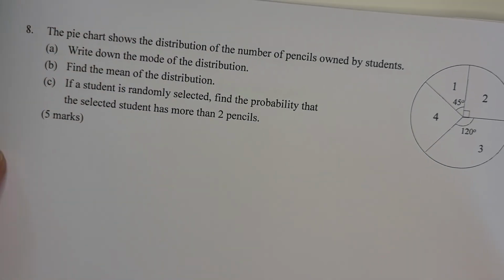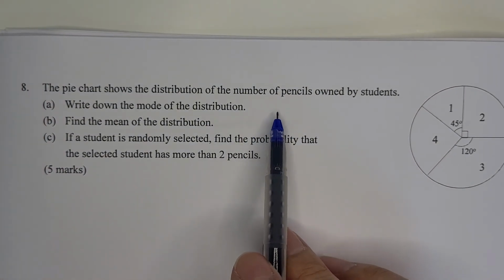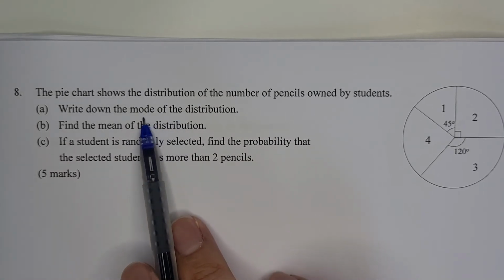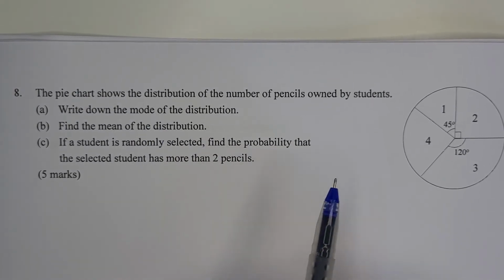In question number 8, the pie chart problem, it shows the distribution of the number of pencils owned by students. Write down the mode. That means the number of pencils owned by the most amount of students. So just look at the pie chart here.